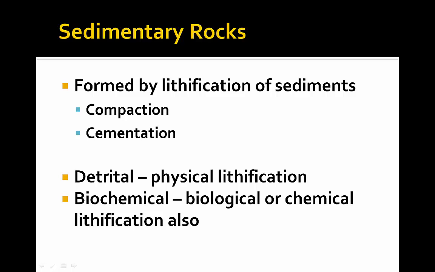In the case of detrital rocks, you have little pieces that are physically broken off of some pre-existing rock. In other words, it's some leftover garbage. The term detrital comes from detritus, which simply means garbage. Take the leftovers, physically put them together, and you create a detrital rock. Biochemical rocks, in addition to using compaction and cementation to put together the sediments, are also going to use biological and or chemical methods.